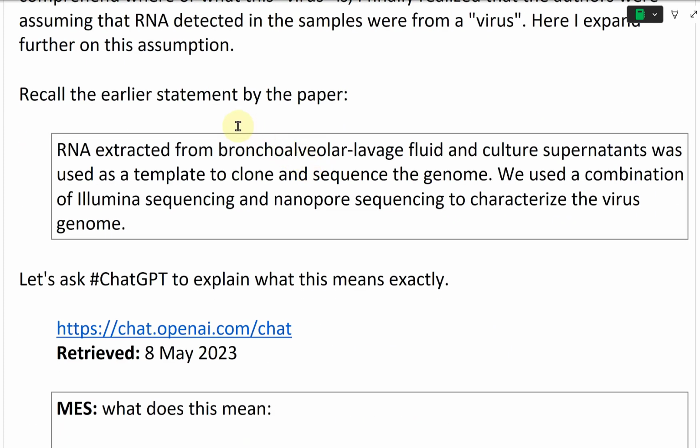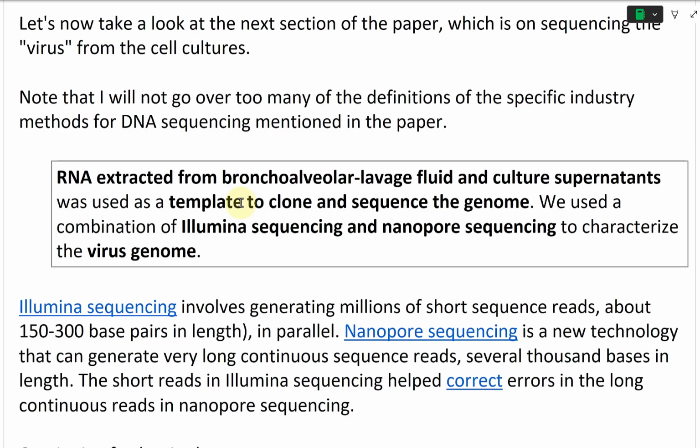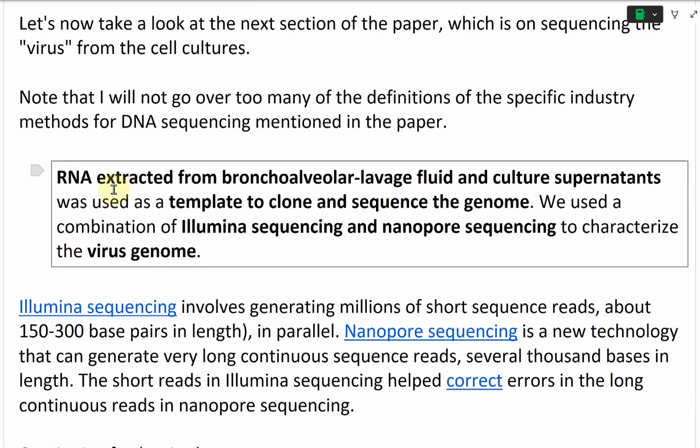So recall the earlier statement by the paper. RNA extracted from bronchoalveolar lavage fluid and culture supernatants was used as a template to clone and sequence the genome, and we used a combination of Illumina sequencing and nanopore sequencing to characterize the virus genome. And this was the beginning of this section right here, the sequencing the virus section.